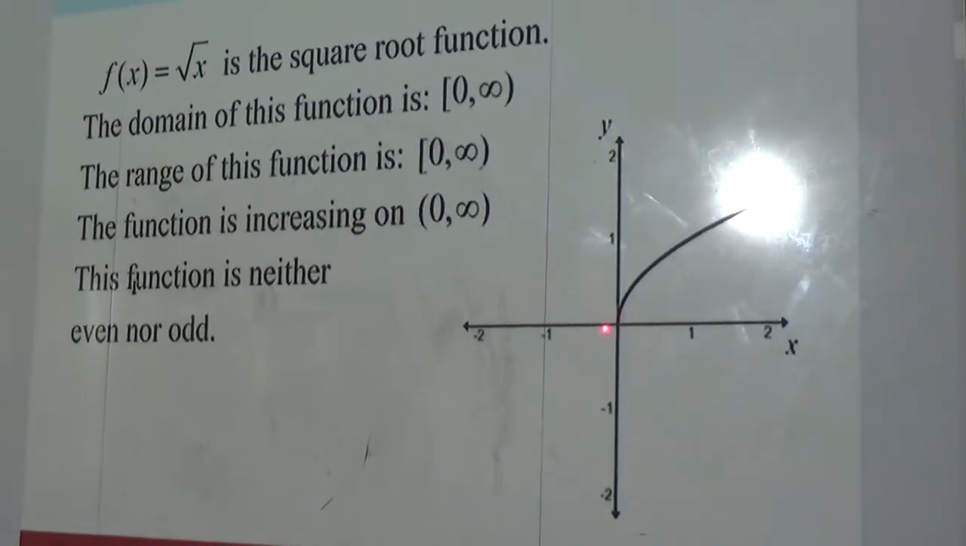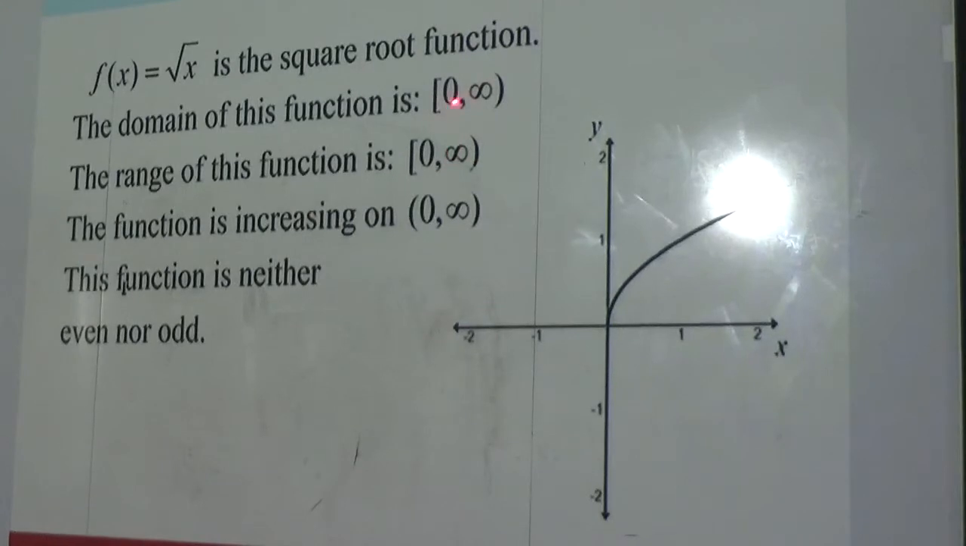Domain, there's nothing to the negative side on x's, so it's just 0 to infinity. Range, no negative y's, so 0 to infinity. It's increasing from 0 to infinity. And this one is neither even nor odd. If we went through the math, we'd see it's neither even nor odd.